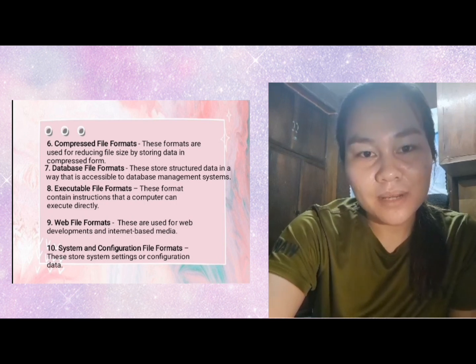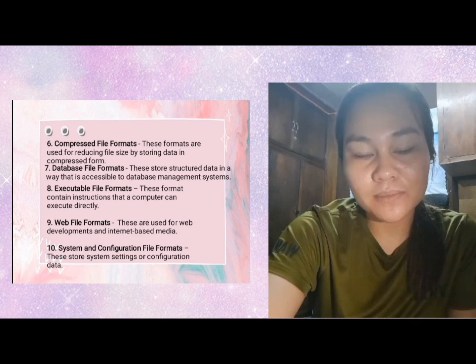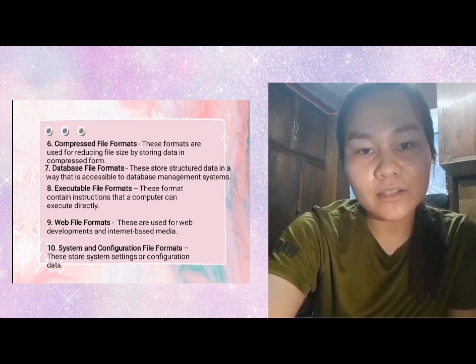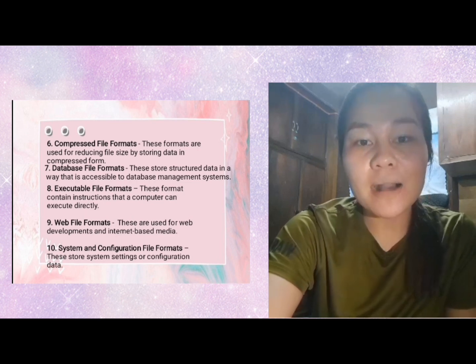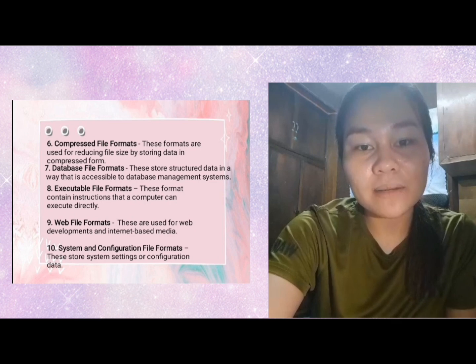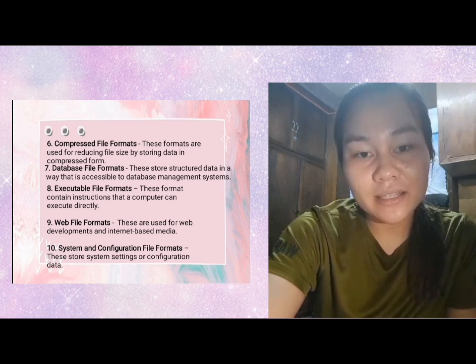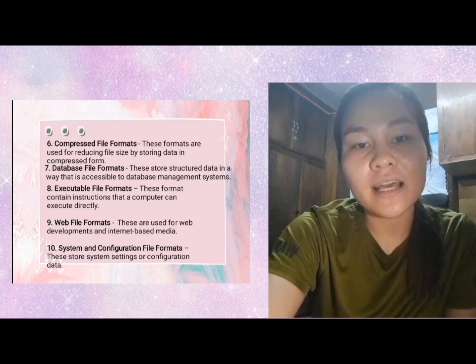Database file formats. This store structured data in a way that is accessible to database management system. Ang database management system file format ay isang uri ng format na ginagamit upang mag-imbak at ayusin ang malalaking halaga ng data sa isang sistematikong paraan. Ang mga database file ay may struktura na nagpapahintulot sa mabilis na pag-access, paghahanap at pagbabago ng impormasyon. Halimbawa ng mga database file formats ay SQL, MDB, Microsoft Access at DBF.